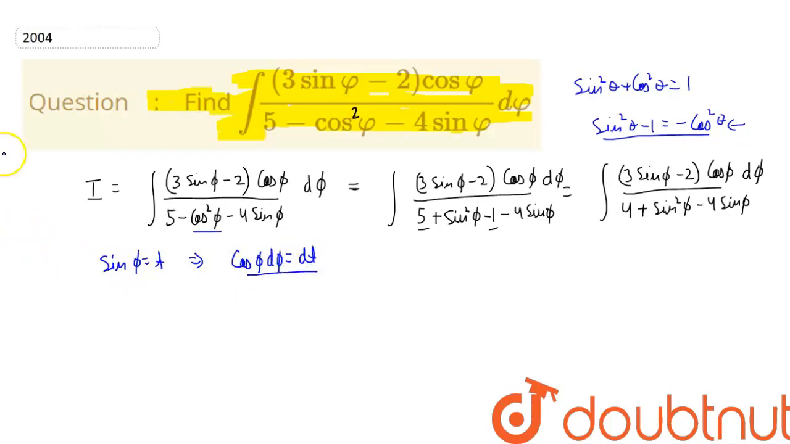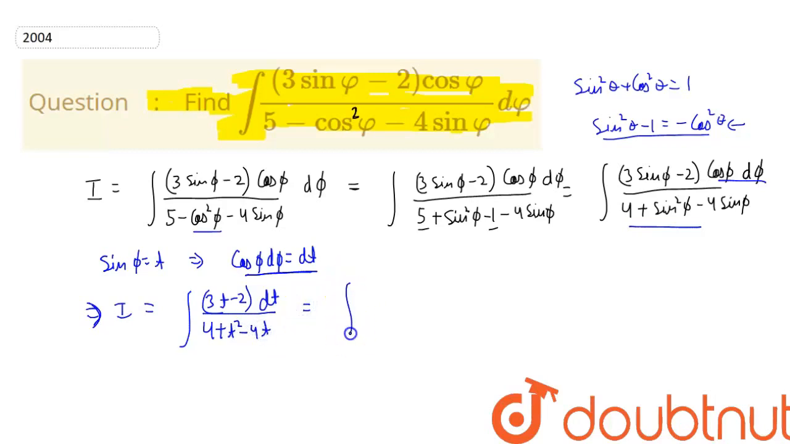So now we are going to substitute these values here in this integration. If we do that, then we finally get the value of I as the integration of 3 sin phi, so instead of sin phi we put t. So here we have (3t minus 2) times cos phi d phi, and cos phi d phi is equal to dt. So here we have dt whole divided by, in the denominator, 4 plus sin square phi is t square minus 4t.